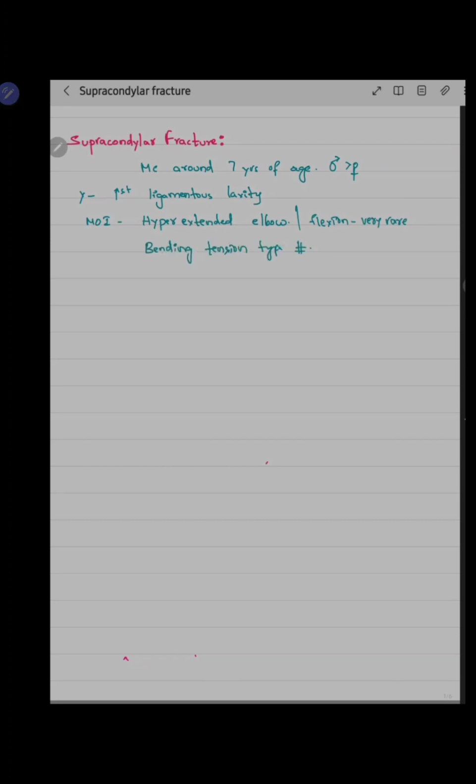In a hyperextended elbow, what is the type of fracture that it causes? It is a bending tension type of fracture. The flexion type of fracture is very rare, but it can also occur. Why does it occur only at the supracondylar region? Because the supracondylar region has a weak metaphyseal region, and that is why it is the most common region for the fracture to occur.